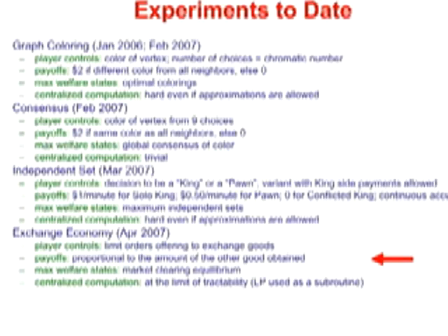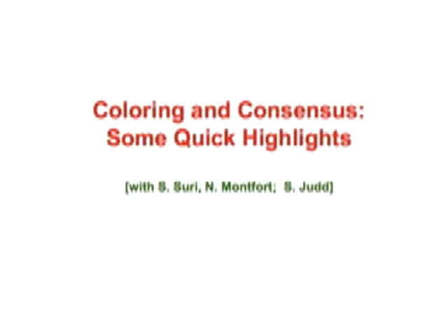Okay, so what I want to do now is describe the coloring and consensus experiments just in terms of quick highlights. To acknowledge my co-authors along the way, the initial set of coloring experiments that we published in Science was done with my then doctoral student Sid Suri and another Penn graduate student, Nick Montfort, and the second session that I'll mix in was done in collaboration with Stephen Judd, who continues to be my partner in crime on more recent rounds of experiments.